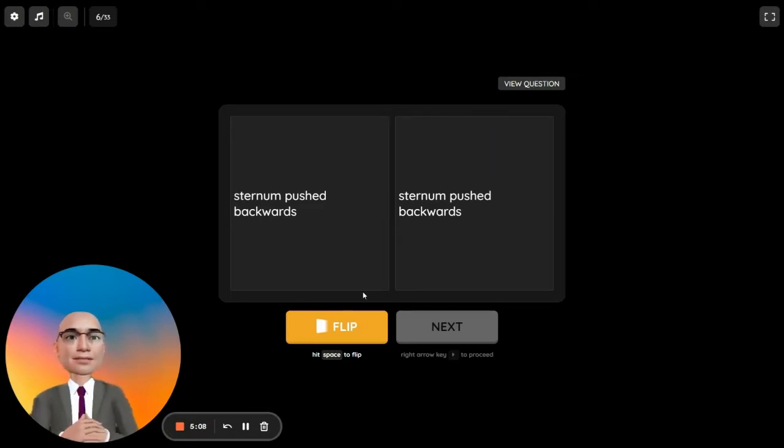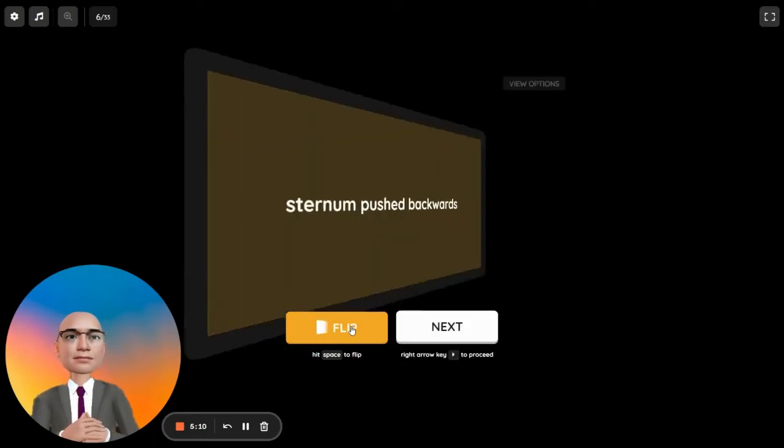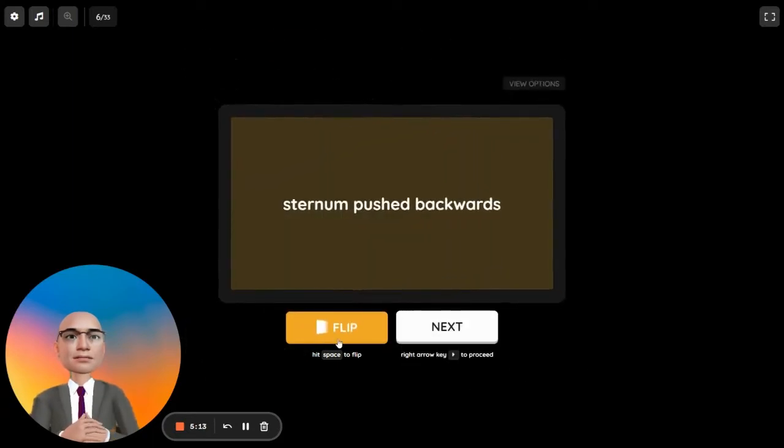It is pectus excavatum, isn't it? And pigeon chest or the keel chest, it is the sternum pushed forwards.